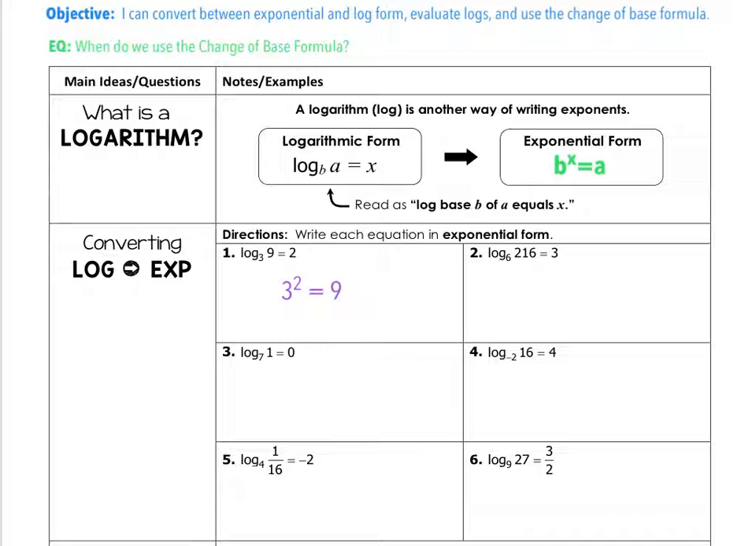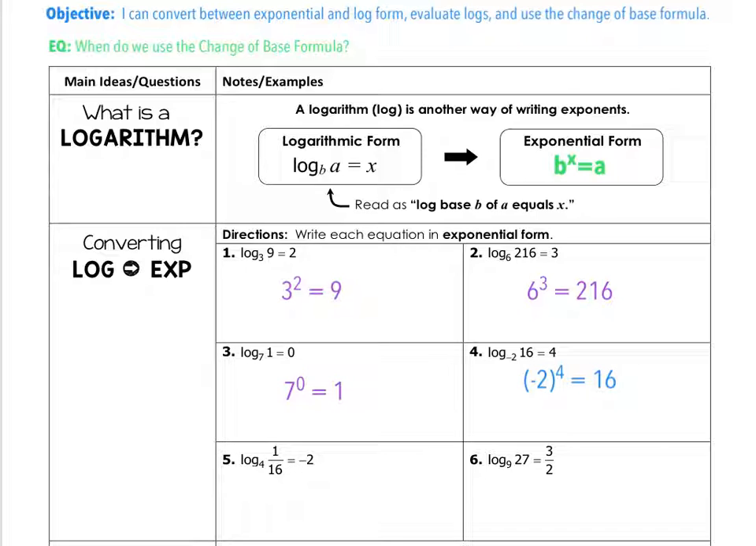Go ahead and pause the video, and I'd like you to try number 2 and number 3 on your own. Hopefully with those you were able to come up with 6 to the third equals 216, which if I multiply 6 times 6 is 36, times another 6 would be 216, so that makes sense. And then 7 to the 0 equals 1, and remember from Algebra 1 that anything to the 0 power is 1. Alright, let's look at number 4. It's a little bit different because I have log base negative 2 of 16 equals 4. Go ahead and pause the video, and I still want you to write it out, and then we'll talk about why it's a little bit different.